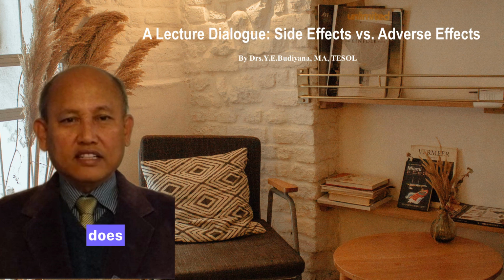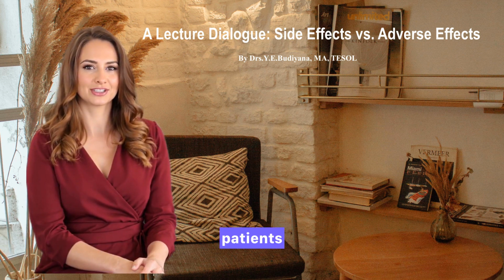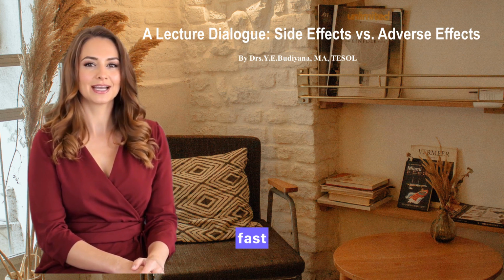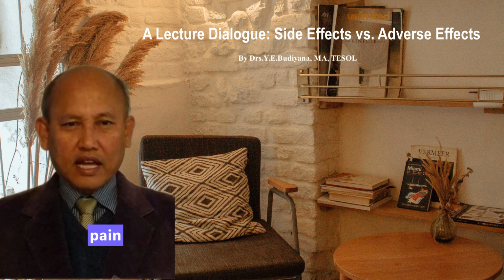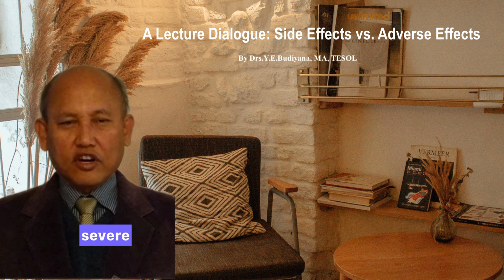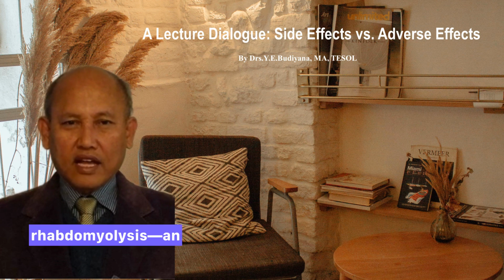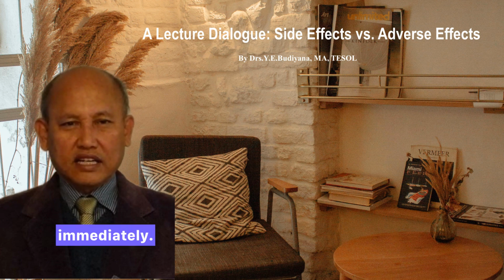Nancy, why does this distinction matter in pharmacy? Because we need to warn patients about side effects but act fast if they have adverse effects? Exactly. For example, statins often cause muscle pain, a side effect, but if a patient develops dark urine or severe weakness, signs of rhabdomyolysis, an adverse effect, they must seek help immediately.